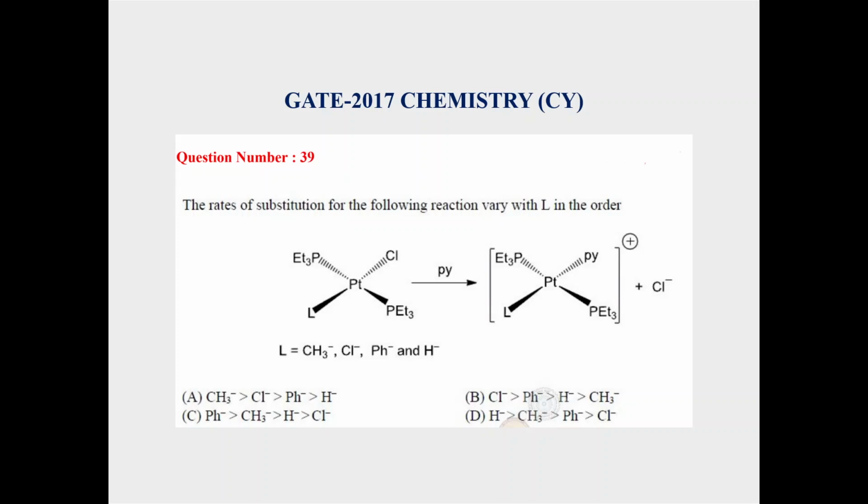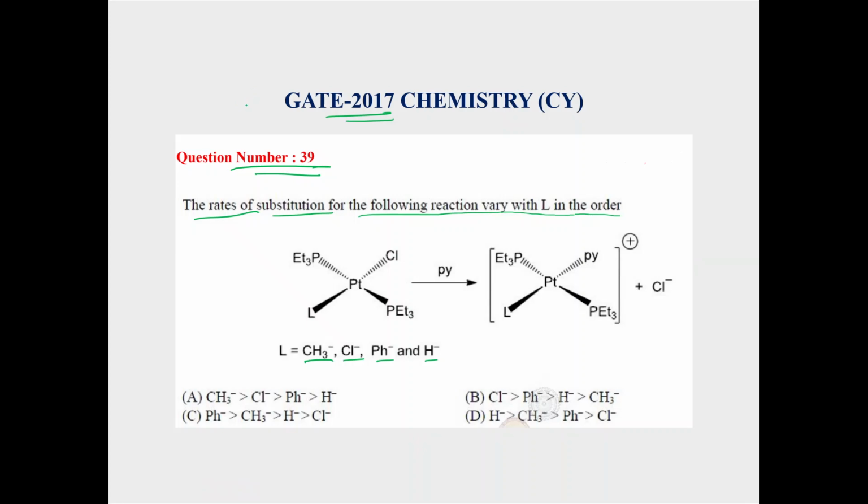The next question which we will be solving today is question number 39 from the GATE 2017 chemistry paper. The question is: the rates of substitution for the following reaction vary with ligand in the order. The different ligands given in this question are CH3 minus, that is methyl minus, Cl minus, PH minus, and H minus.